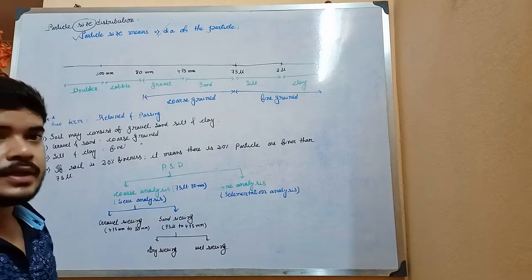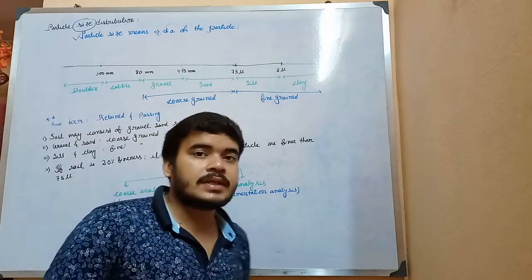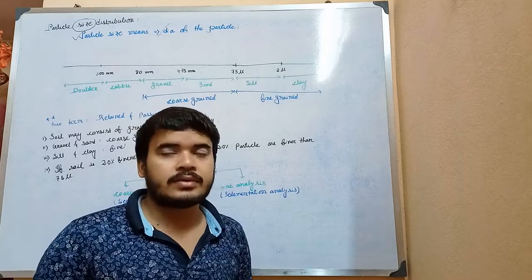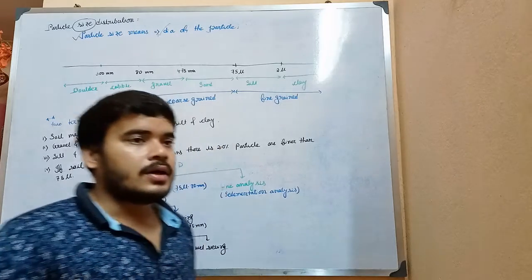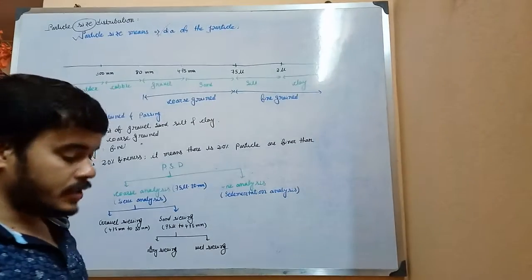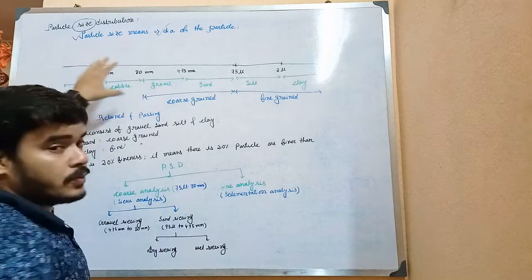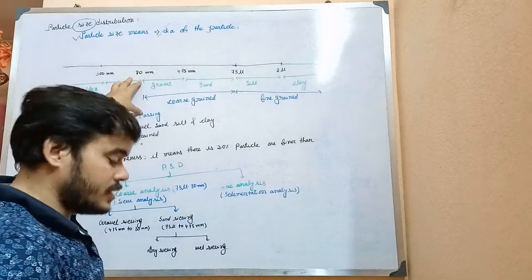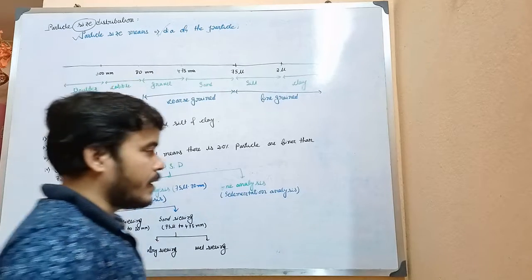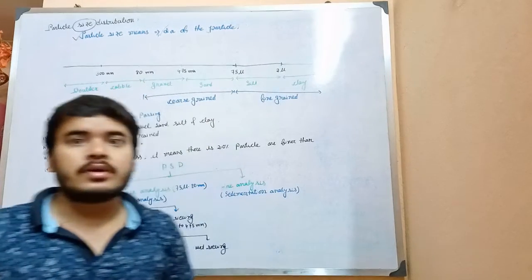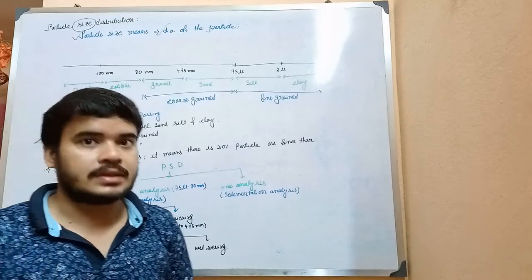In my first few lectures we have learned about some inner properties of soil like water content, void ratio, unit weight, specific gravity, and today we are going to learn some of its outer property. That means how you can distinguish the soil by its outer look or its outer dimension.